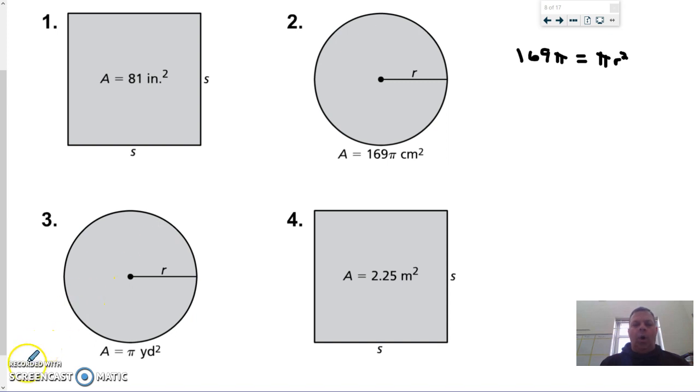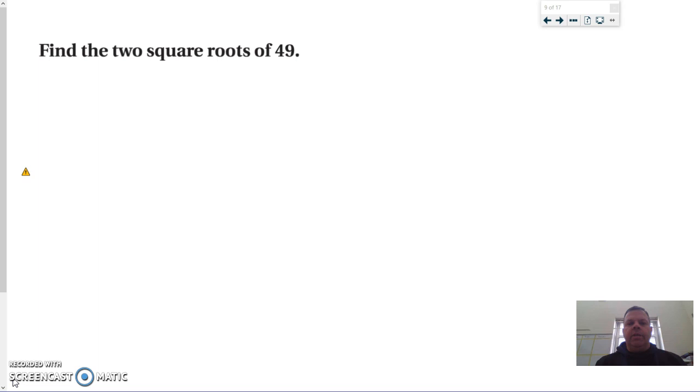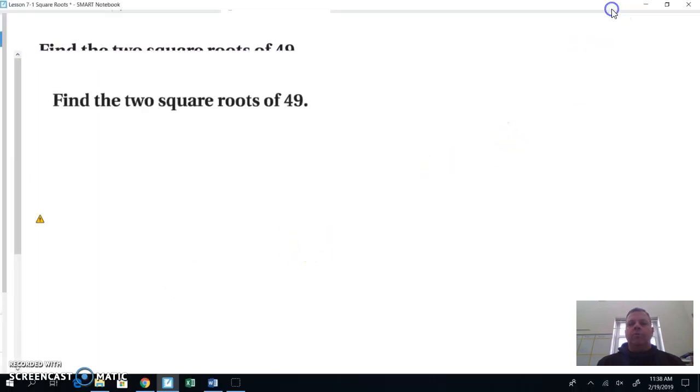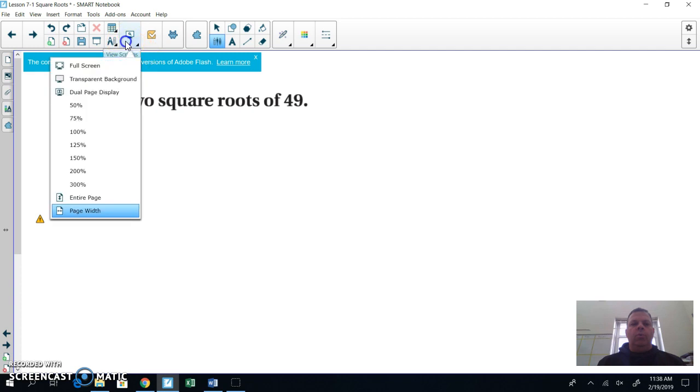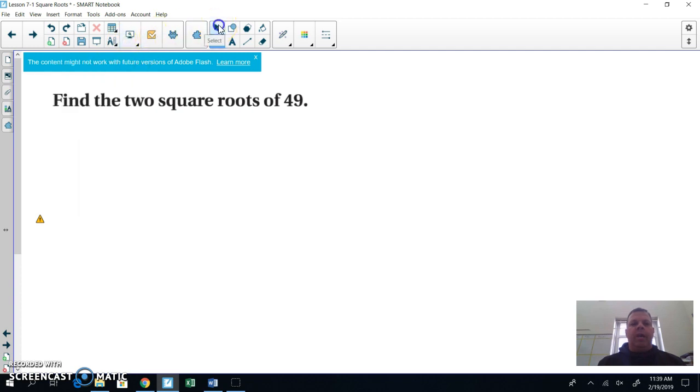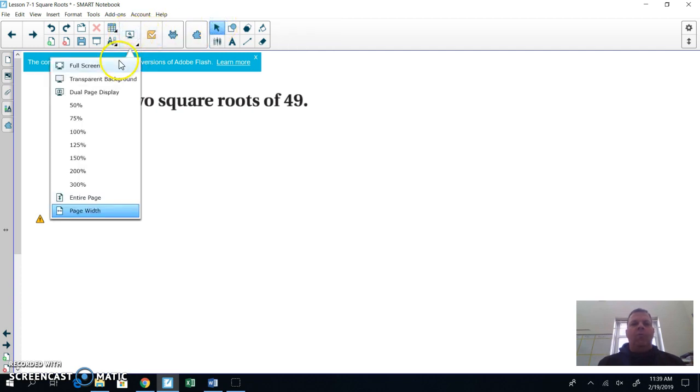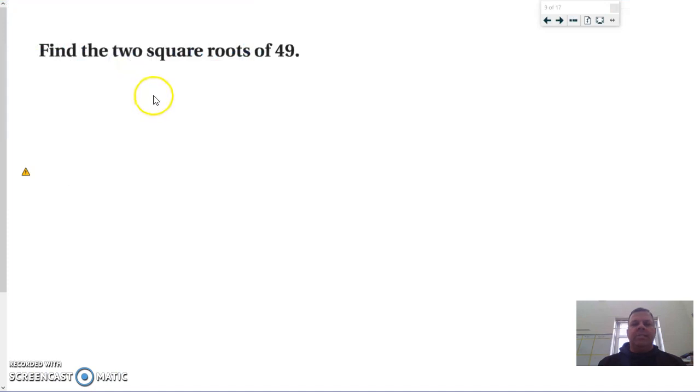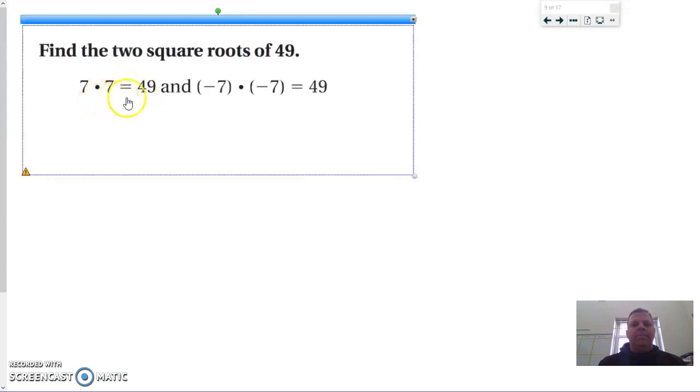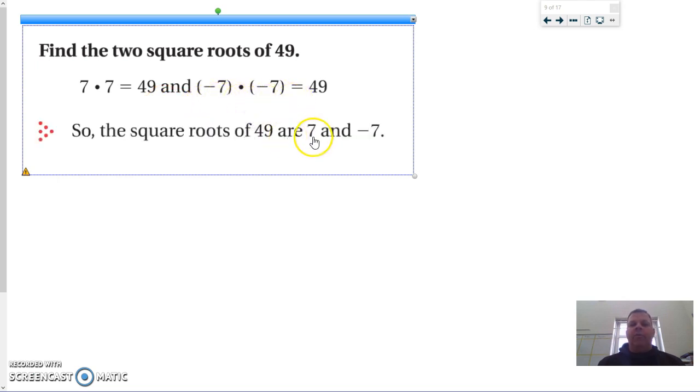R is 1. The next thing that we are going to cover is how to find 2 square roots of 49. Most of the people in the room will be able to figure out that we have 1 square root of positive 7. 7 times 7 is 49, but also negative 7 times negative 7 is 49. And therefore, the answer is 7 and negative 7.